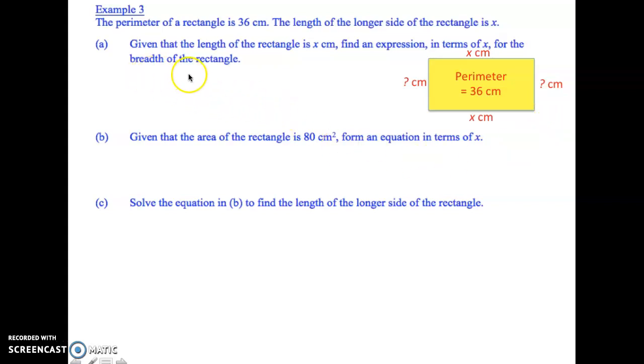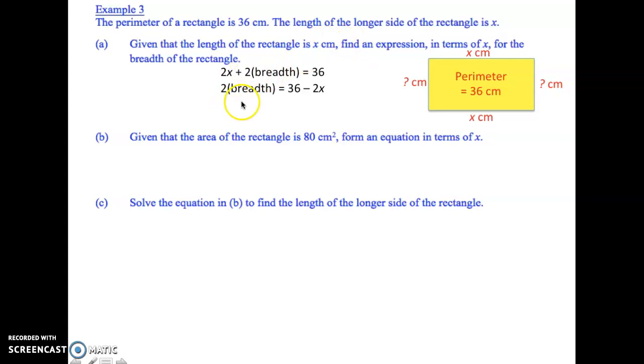In question A, it says, given that the length of the rectangle is x cm, find an expression in terms of x for the breadth of the rectangle. So we know that 2 lengths plus 2 breadths would equate to 36 cm, which is the perimeter of the rectangle.